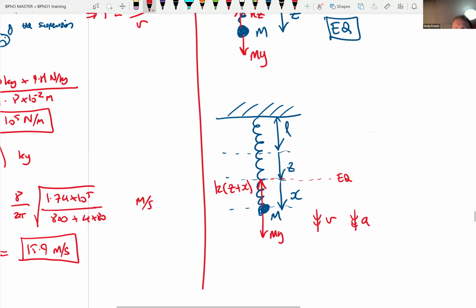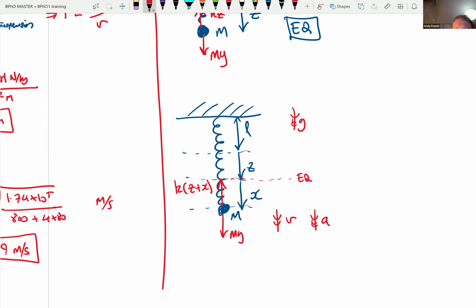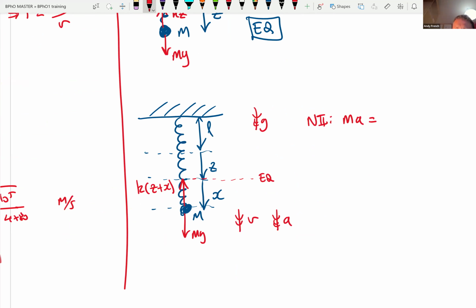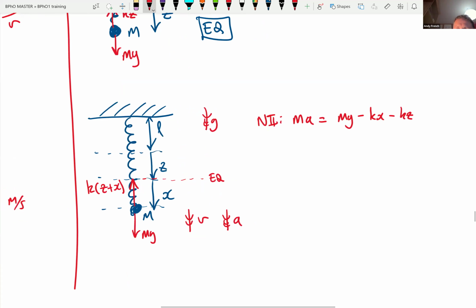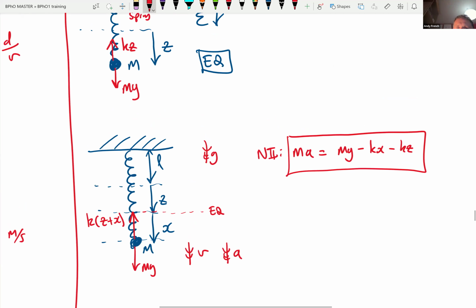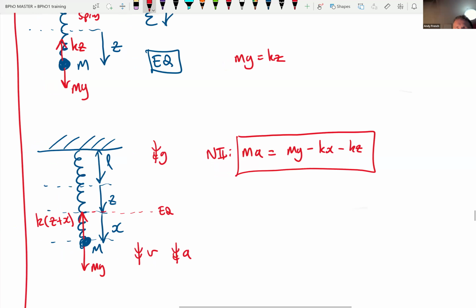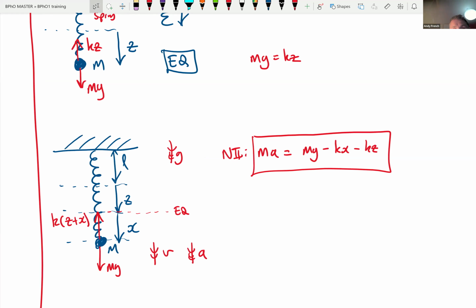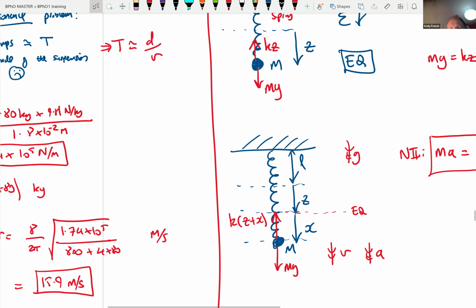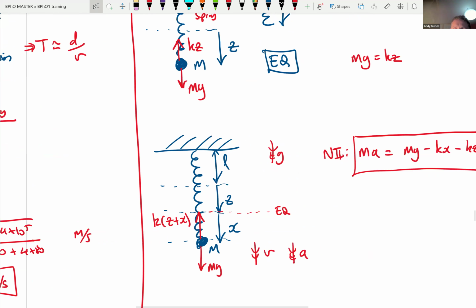So if we can write down Newton 2, we've got mass times acceleration is the vector sum of force. So in this case, mg minus kx minus kz. That's our Newton 2 expression. And of course, for an equilibrium, we've got the weight equals kz. That means all the weight is taken into account by our initial equilibrium extension. And this is kind of what the problem's going on about, that the mass of the car produces an equilibrium compression of the springs. And then when the four people get involved, that compresses it a little bit more.